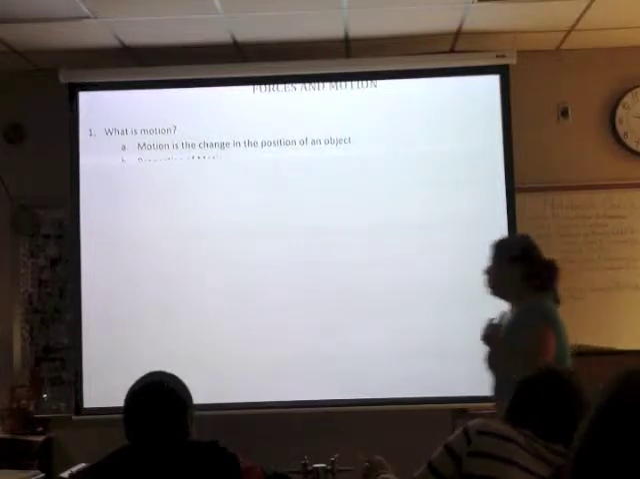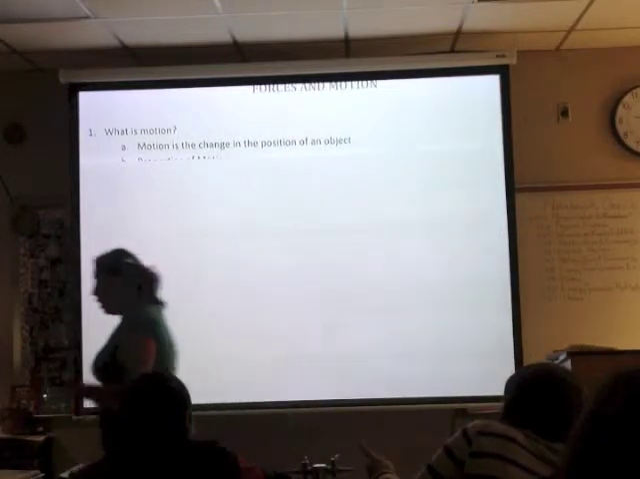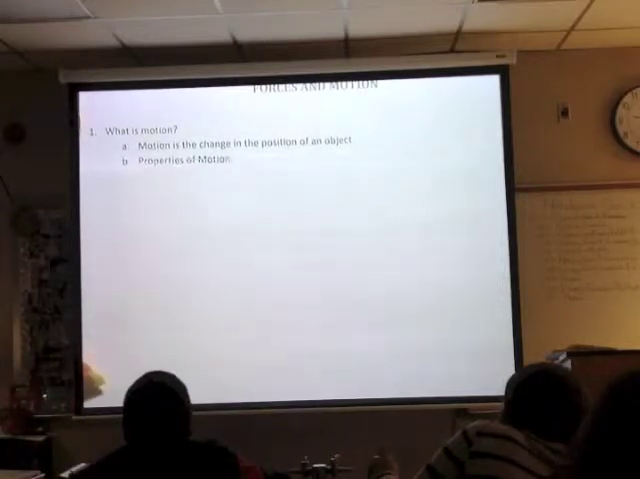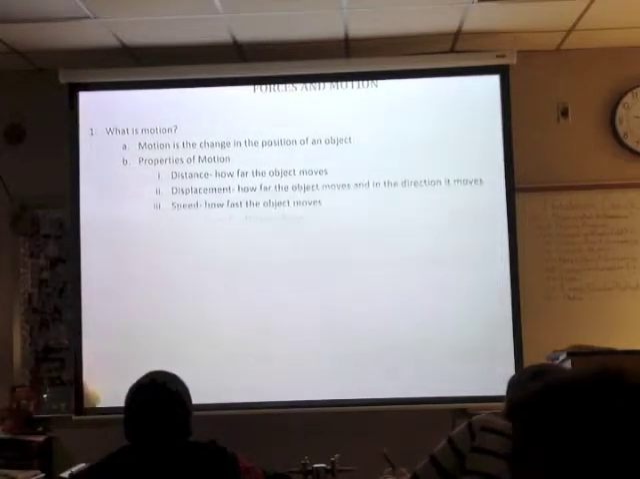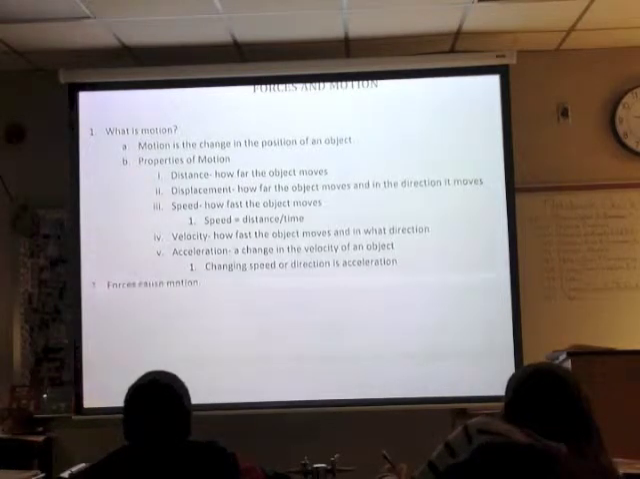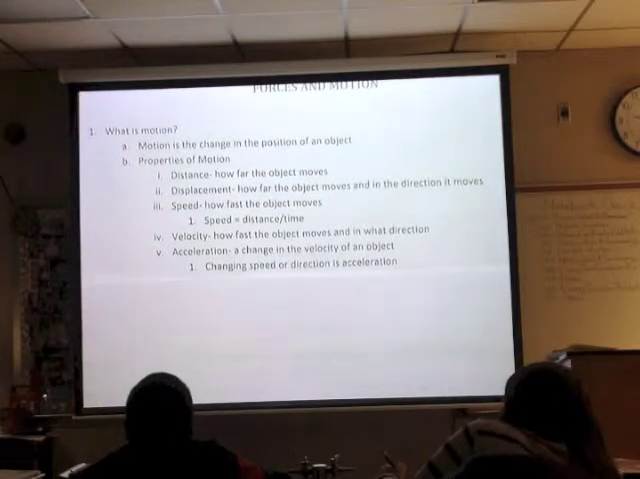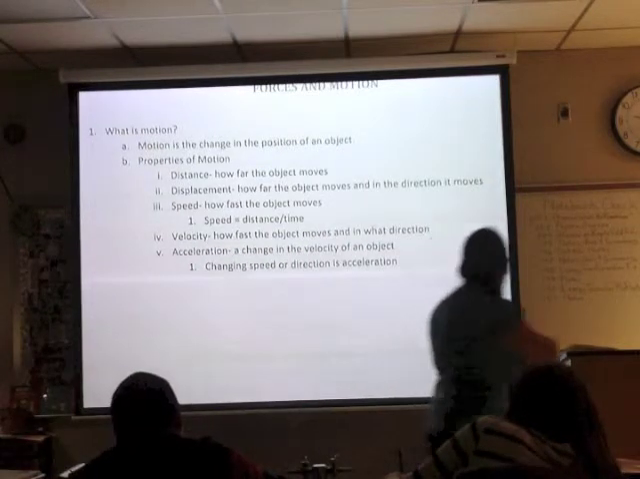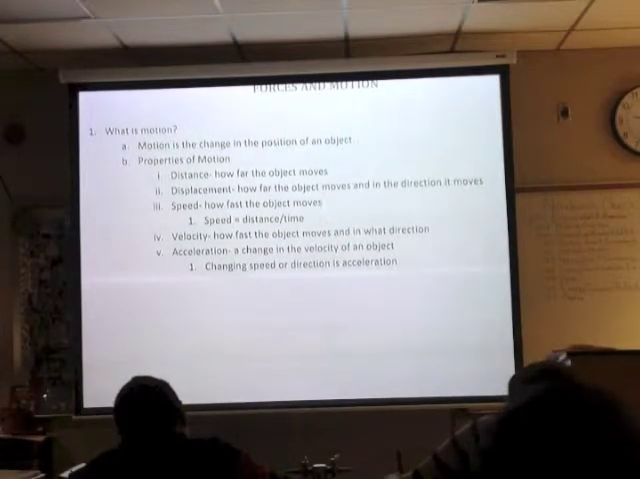So, motion is just a change in position. Be it you see it or not, if it's not in the same position, it moves. Now, there are several properties of motion. First of all, if something moves, it has to move a distance, right? So, a distance is just how far an object moves.